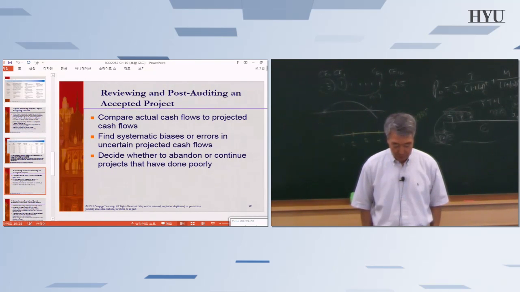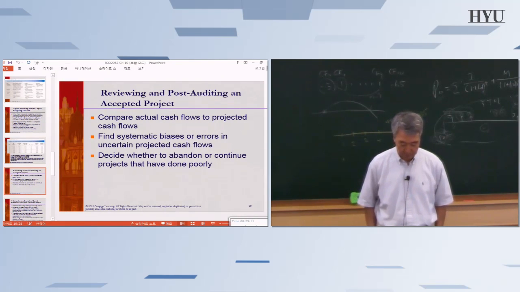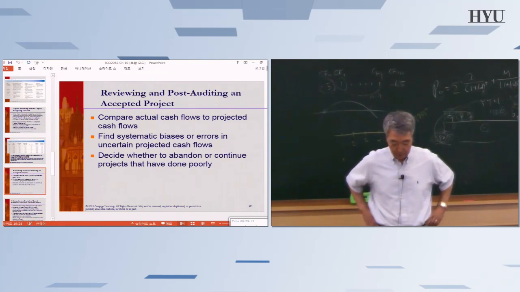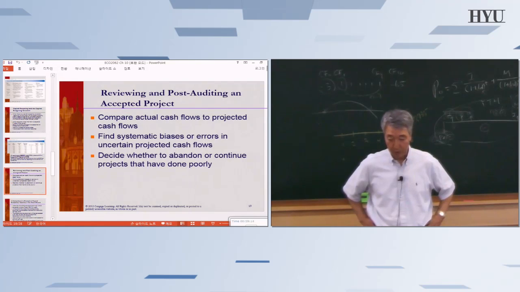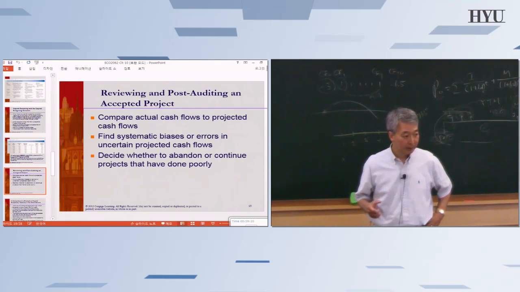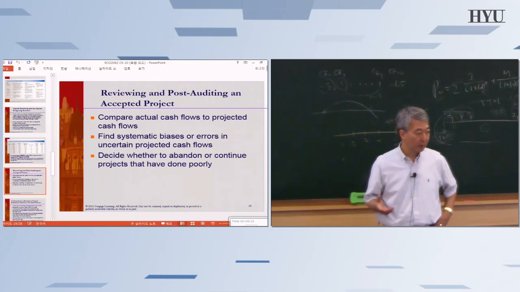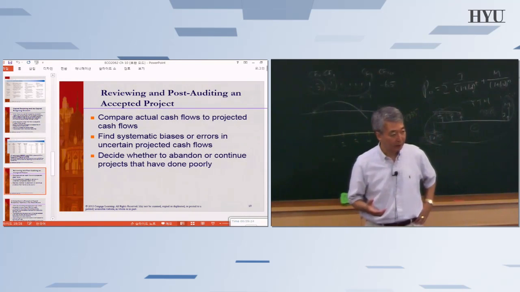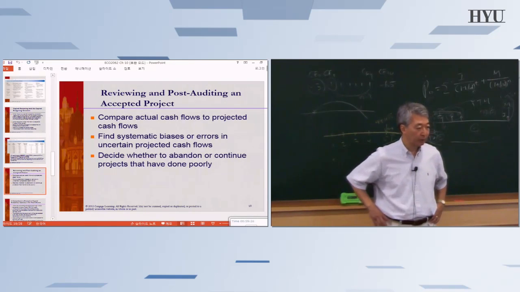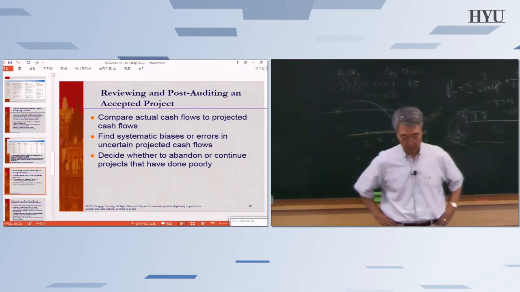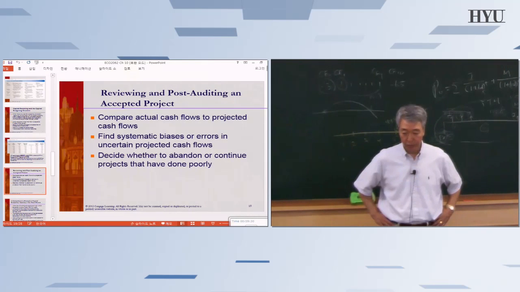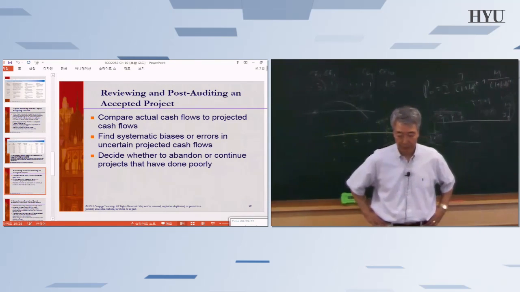Decide whether to abandon or continue projects that have done poorly, right? So we're talking about in the middle of the project, right? You have to constantly review how it's going, right? And if it's really different from what you have expected, then you may have to abandon the project, right? That's what we call real option, right? Real option.